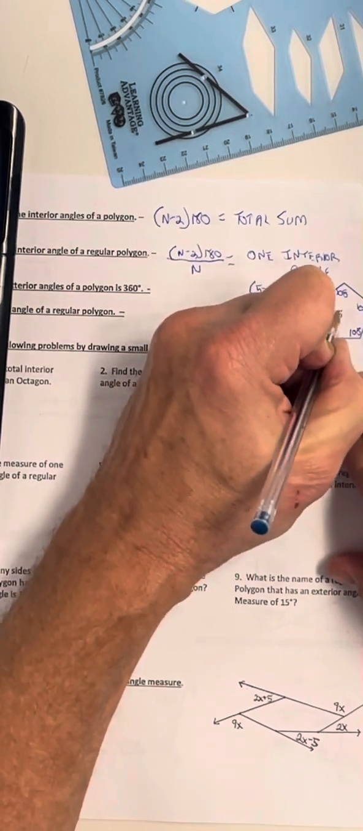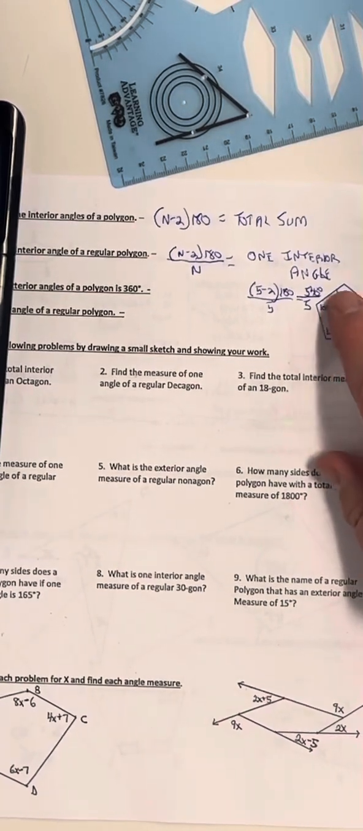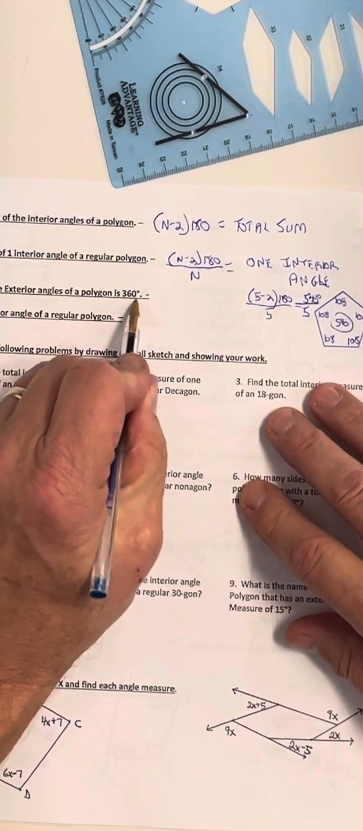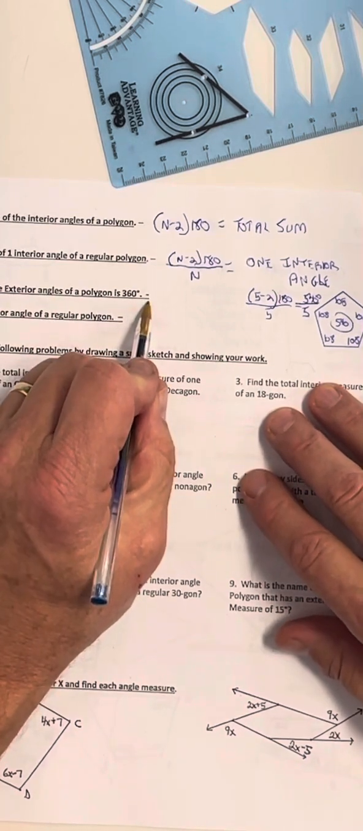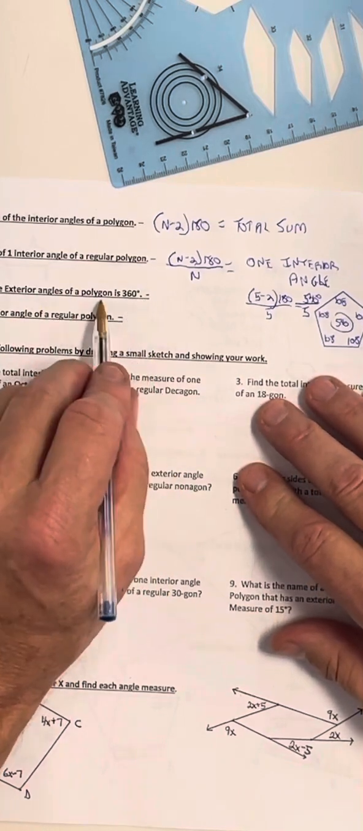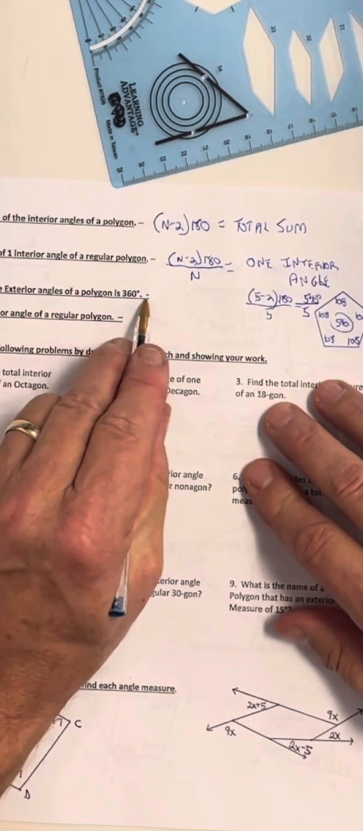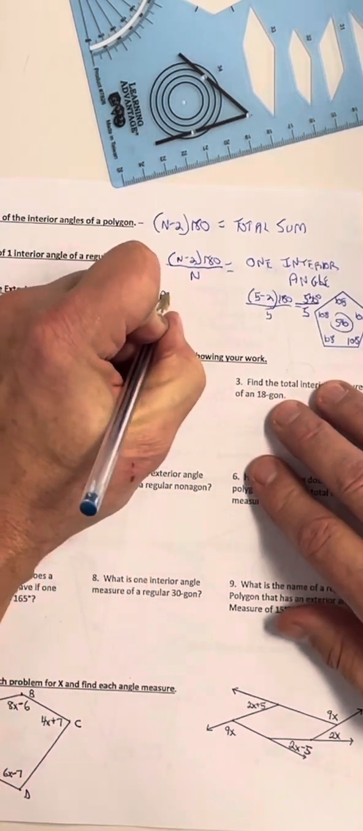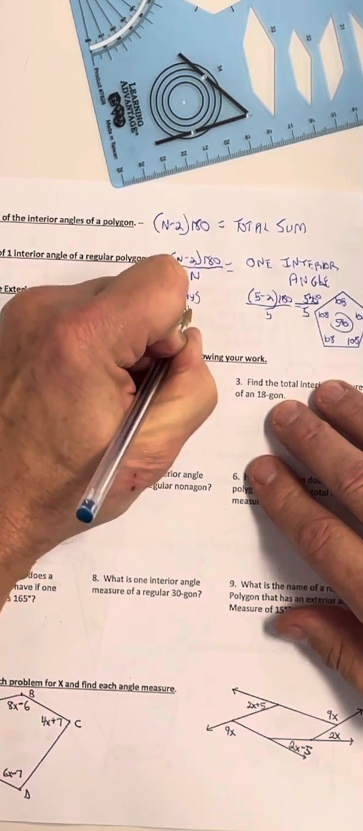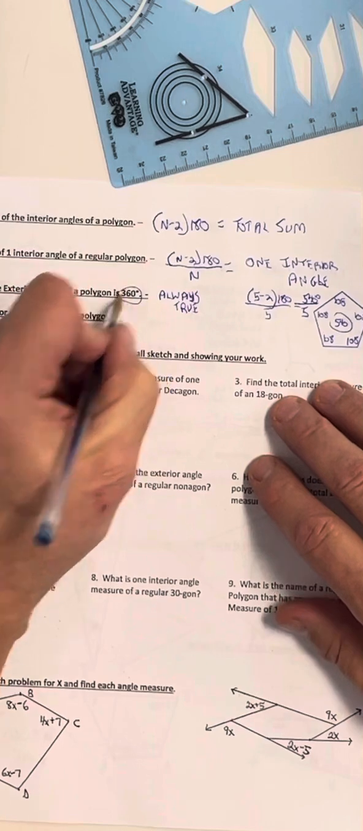The total sum I like to write into the middle. Total sum is 540. Each one of them is 108 degrees. Now the sum of the exterior angles of a polygon is 360. The sum of the exterior angles of a polygon is 360. That's always true, no matter what size it is. So if we ever ask you what's the sum of all the exterior angles, you say 360.